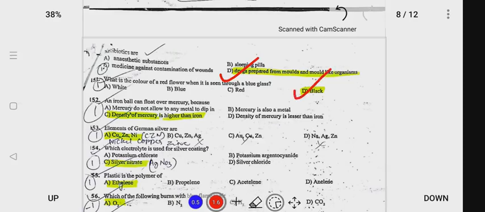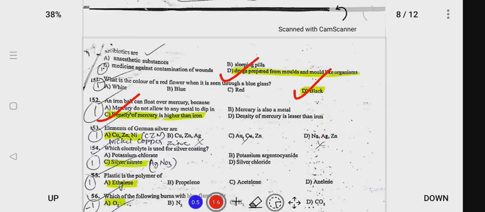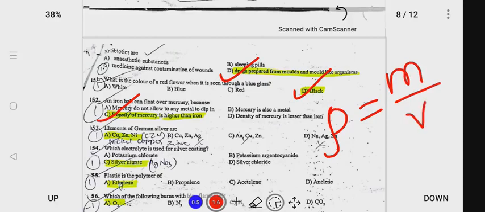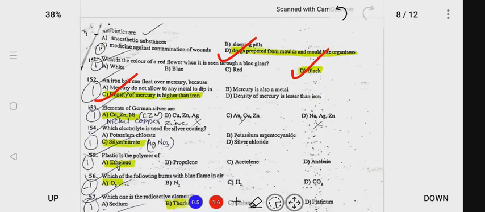Next, an iron ball can float over mercury because the density of mercury is higher than iron. For example, mercury has a very high density. If density is very high, objects will float, because we know that density is mass by volume. That means the higher the density, the lower the volume. So as the density is higher, the iron ball will float.